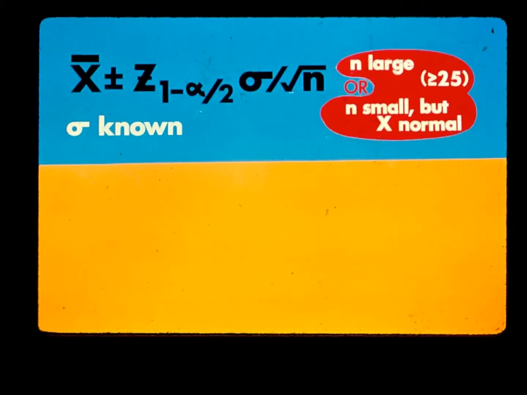First, recall the use of the confidence interval formula for sigma known. Specifically, if the sample size n is large, say 25 or more, and sigma is a specified known value, the appropriate confidence interval formula involves the z distribution and is given by x bar plus or minus z sub 1 minus alpha over 2 times sigma over the square root of n. This formula is also appropriate when sigma is known but n is small, provided that the variable x is approximately normally distributed.